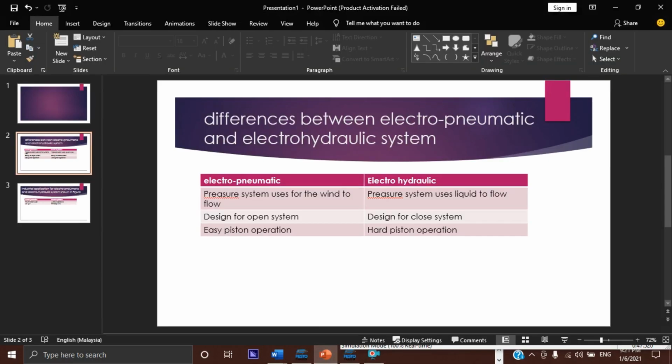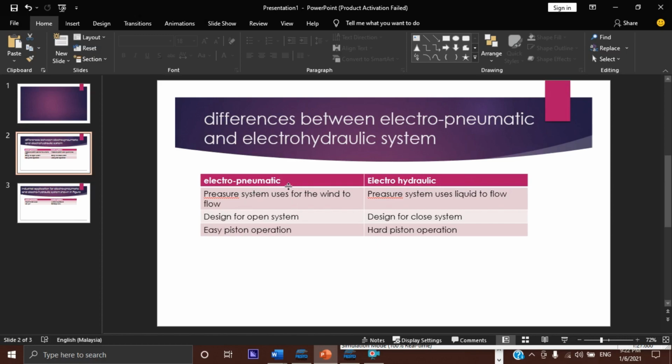Okay, for the question, describe the difference between electropneumatic and electrohydraulic system. For the electropneumatic, the pressure system uses wind or air to flow. But the electrohydraulic system's pressure system uses liquid flow. And this electropneumatic system is designed for an open system, and this electrohydraulic system is designed for a closed system. And lastly, the electropneumatic system has an easy piston operation that is widely used, and the electrohydraulic system has a hard piston operation.